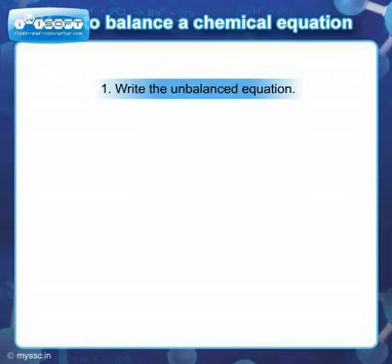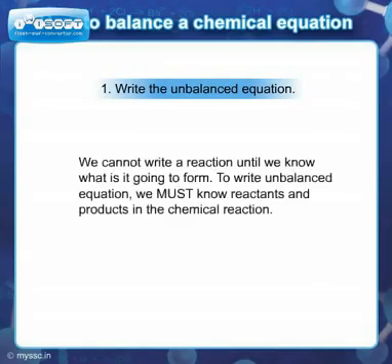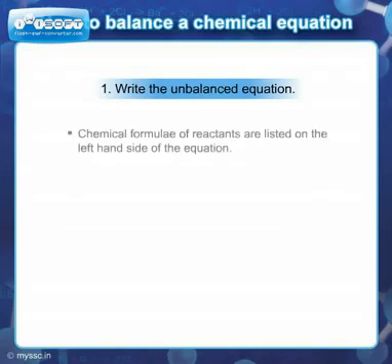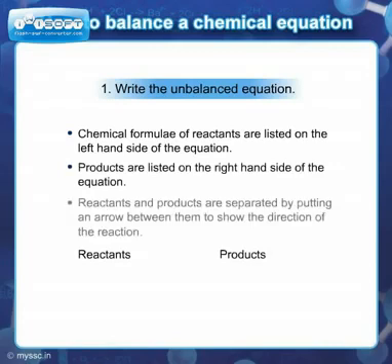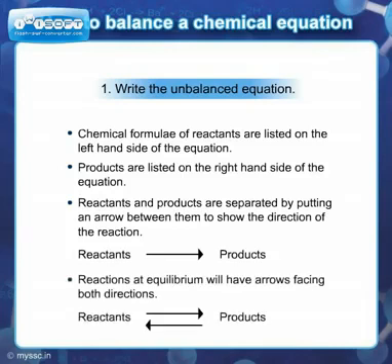Step 1. Write the unbalanced equation. We cannot write a reaction until we know what it is going to form. To write the unbalanced equation, we must know the reactants and products in the chemical reaction. Chemical formulae of reactants are listed on the left-hand side of the equation. Products are listed on the right-hand side. Reactants and products are separated by putting an arrow between them to show the direction of the reaction. Reactions at equilibrium will have arrows facing both directions.